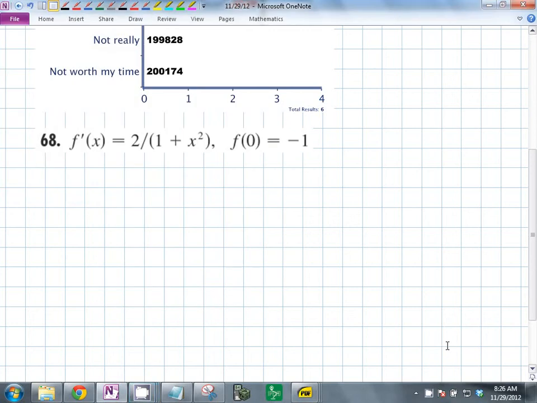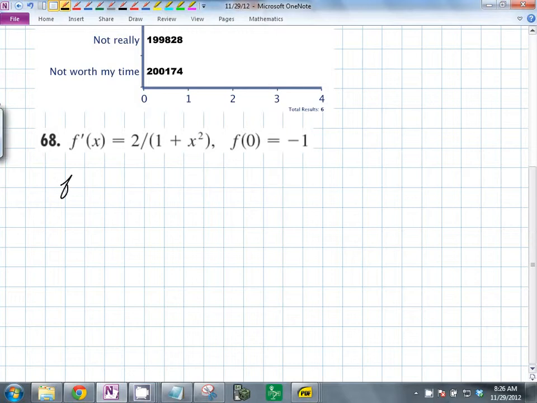Okay, so in this question they give you the derivative. What are you trying to find? What's your end goal? You're going to integrate it, but what are you trying to find? The original function. You're looking for the original function.